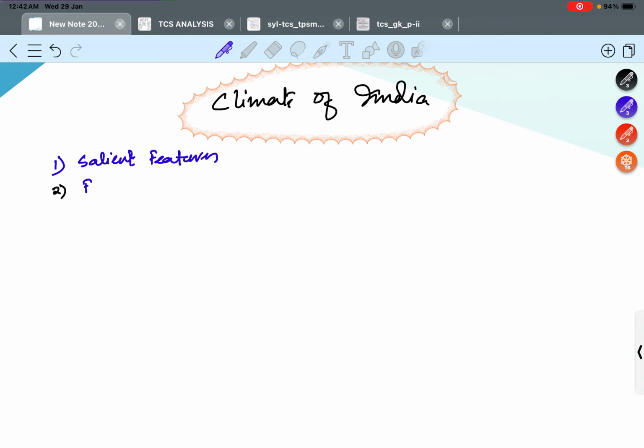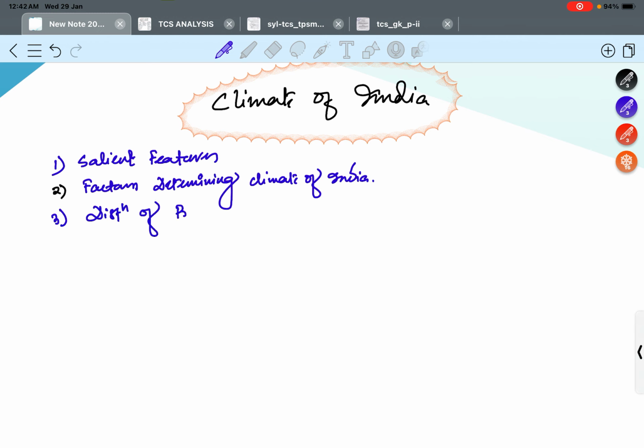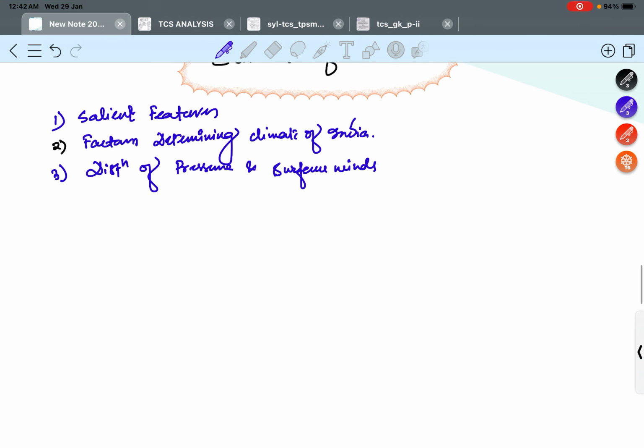Next, what you should read is factors determining the climate of India. There are many factors, you should know them. Distribution of pressure and surface winds, how it is distributed. In the winter the distribution map is different, in the summer the distribution map is different. You have to do it by map. Here the map is important.